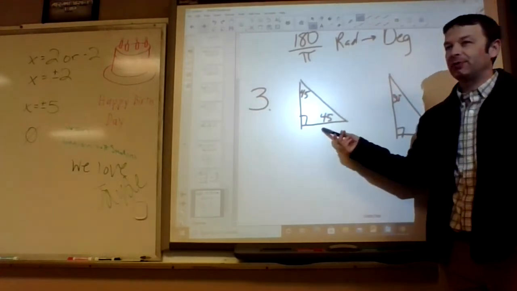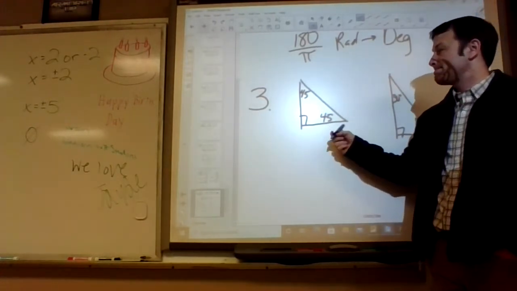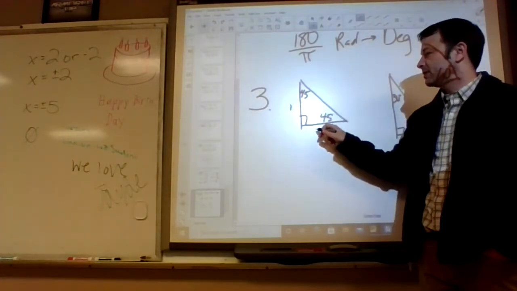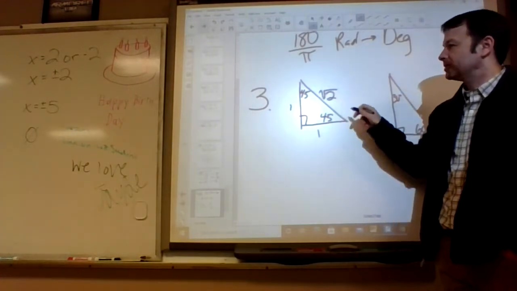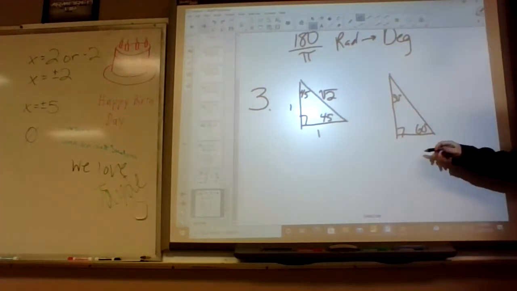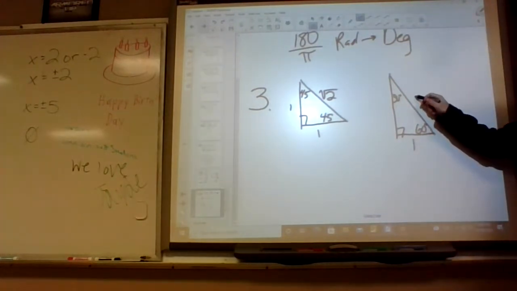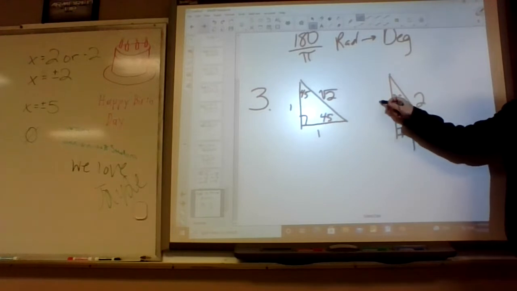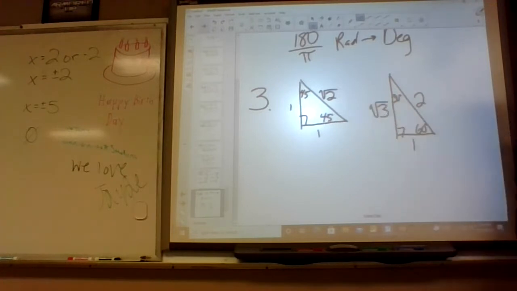You guys remember the 45, 45, 90? 1, 1, square root of 2. And then 1, 2, square root of 3. So that needs to be memorized too, I guess. Those are the 3 things.